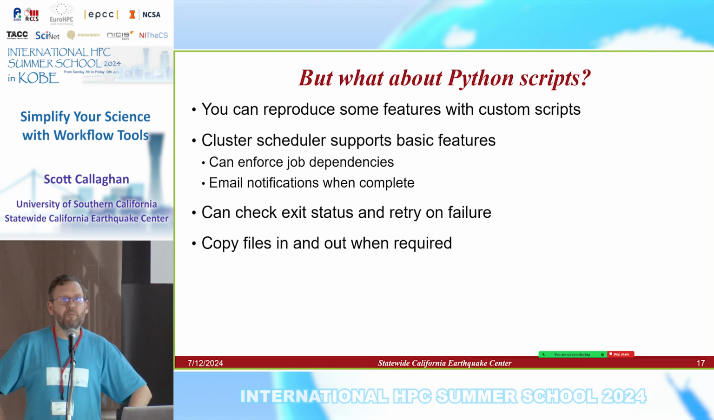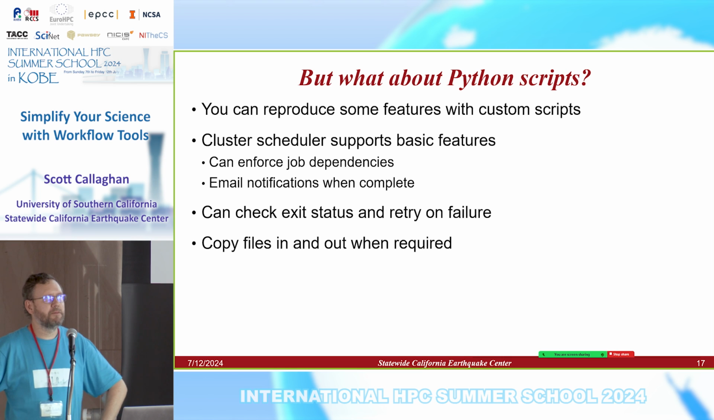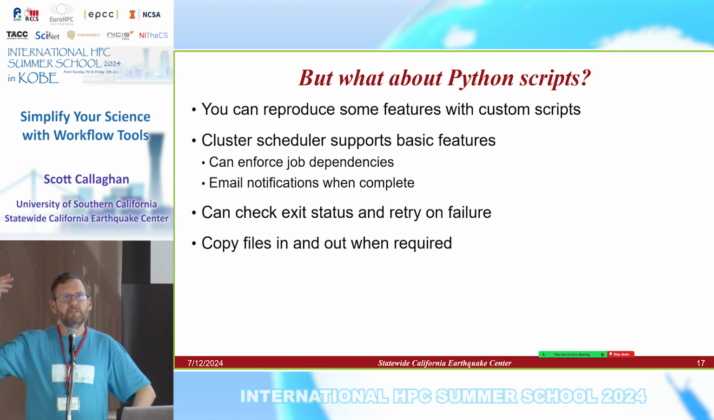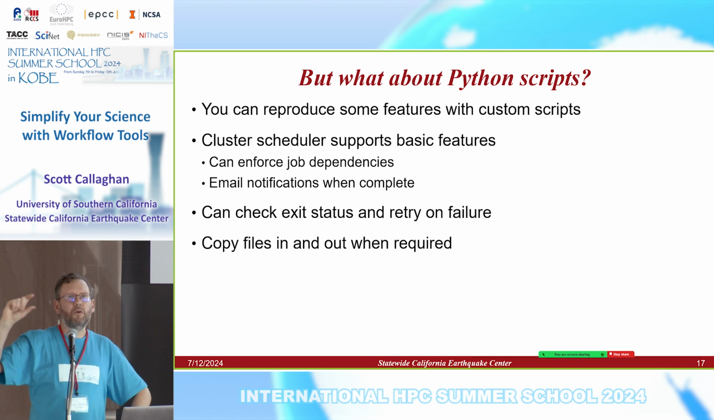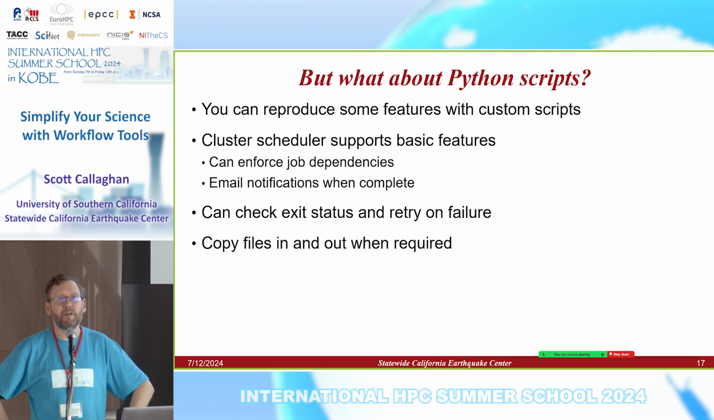For instance, some of you may know that Slurm supports job dependencies, right? You can submit a job to Slurm. You can submit a second job and say, only run this second job if the first job finishes successfully. Absolutely. You can also have it send you email notifications when it's done, so you don't have to keep checking to see what the status is.